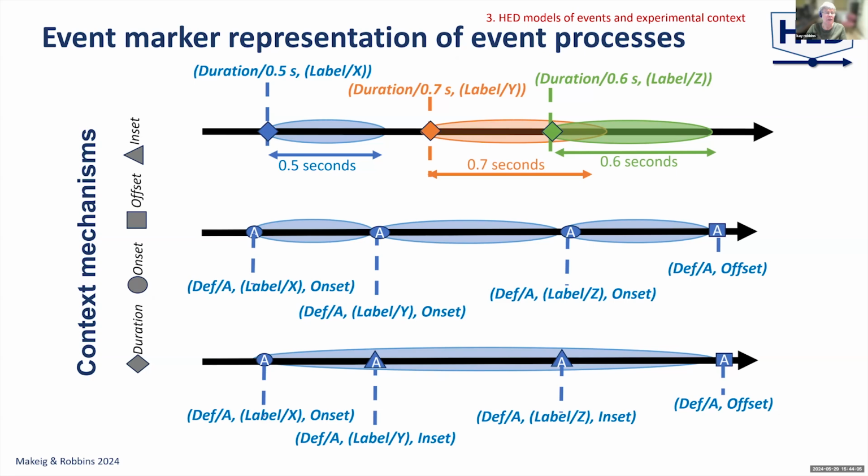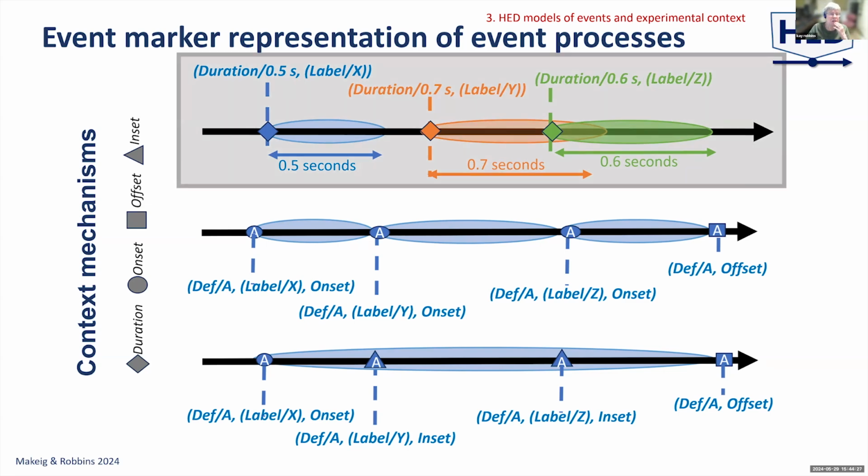So here are some different experimental timelines which show how HED annotations at event markers can then be mapped into event processes on the timeline. And the top timeline here shows how to use a duration tag. At a marker, you can just say what the duration is. And then in parentheses, you can put a bunch of HED tags and say, okay, this is an event and this is how long it lasts.